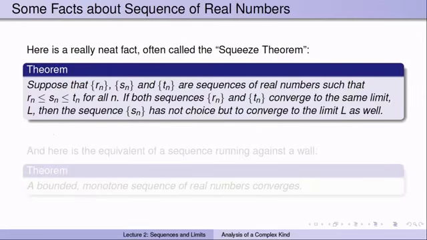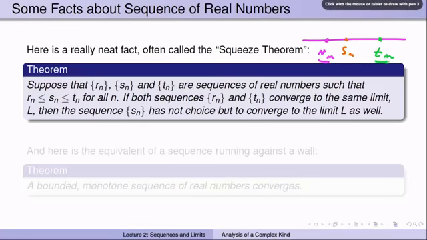Here's another really neat fact, and you may have heard about this in calculus. It's called the squeeze theorem. Suppose you have three sequences, Rn, Sn, and Tn, and suppose they're all nicely lined up. So Rn, the one at the bottom, is less than or equal to Sn, the one in the middle, which is less than or equal to Tn. If you were to draw a number line, we would have Rn, and then Sn, and then Tn. Now suppose that both Rn and Tn converge. Okay?